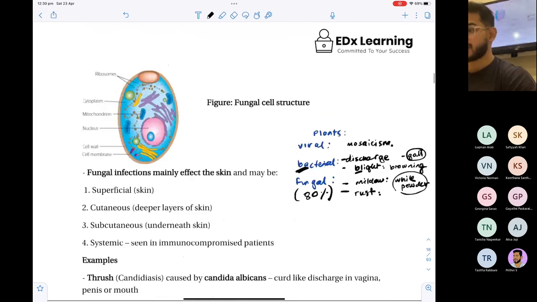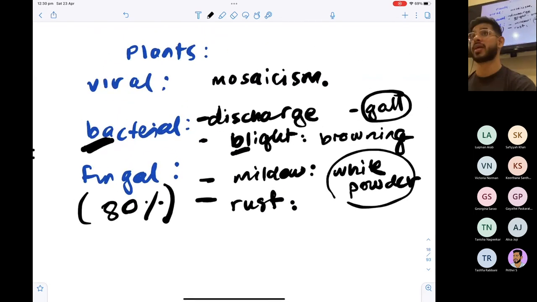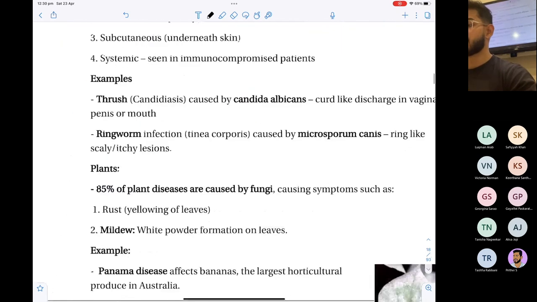All right. Yeah, the key thing is for plants, you just need to recognize pattern of disease, okay? And maybe know one pathogen that causes viral, bacterial, and fungal plant disease. It's all in your notes. Apart from that, you don't need to know anything else.